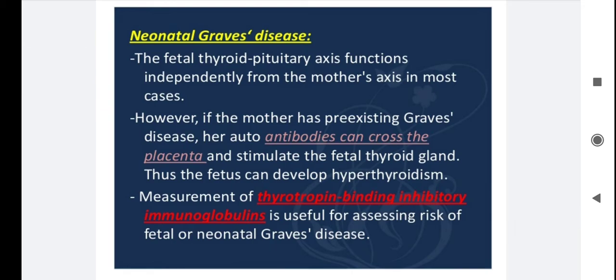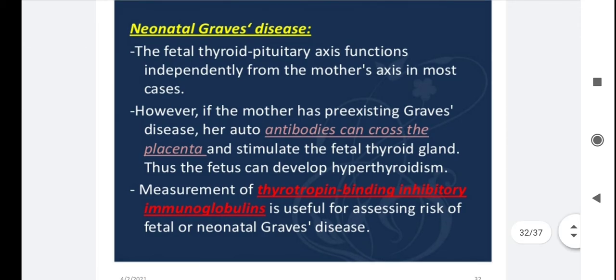Also, we must screen for neonatal Graves' disease. The fetal thyroid pituitary axis functions independently from the mother's axis in most cases. However, if the mother has active Graves' disease, autoantibodies can cross the placenta and stimulate the fetal thyroid gland. The fetus can develop hyperthyroidism. Measurement of thyrotropin binding inhibitory immunoglobulin is useful for assessing risk of fetal or neonatal Graves' disease.